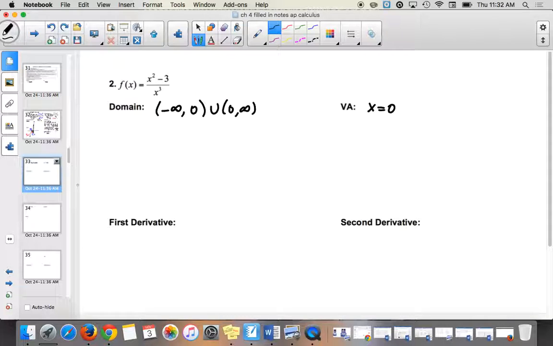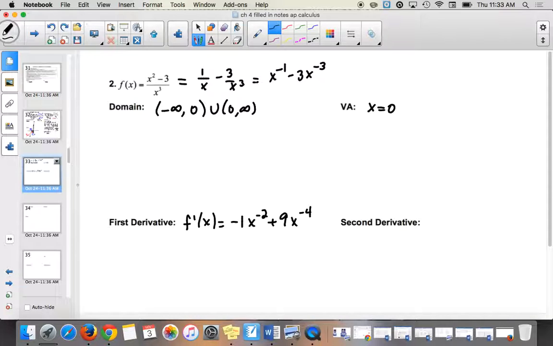All right, first derivative. In order to find the first derivative, I tend to try to make things as easy as possible. So I think of this as x squared over x cubed, which is 1 over x, minus 3 over x cubed. So I would often rewrite this as x to the -1 minus 3x to the -3 before I even start. It's just easier to take derivatives, right? So our first derivative, f prime, is going to be -1 x to the -2 plus 9 x to the -4.